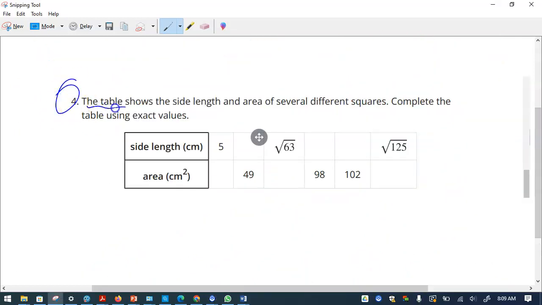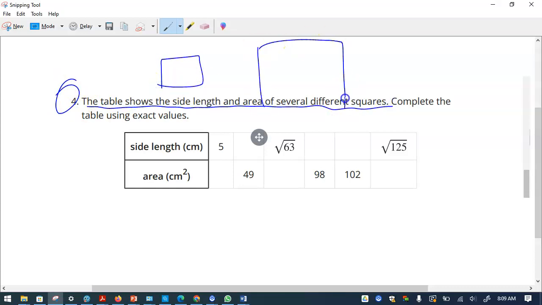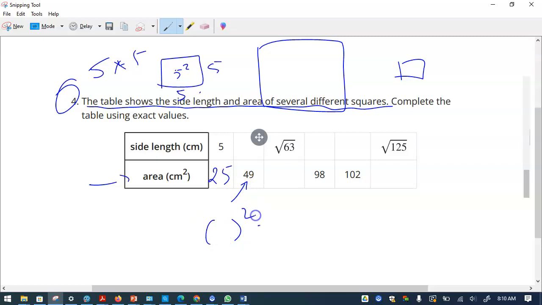Question number 4 says that the table shows the side length and the area of several squares. That means maybe this one, this one, and this one, and they're asking us a different question. If the side length is 5, so this is 5 and this is 5, what is the area? The area is 5 times 5, which is 25. Here the area is given as 49. So what squares to give 49? You can clearly see it has to be 7.